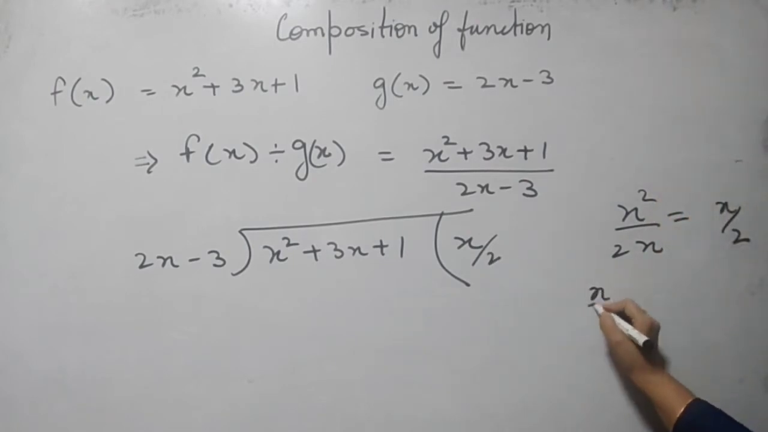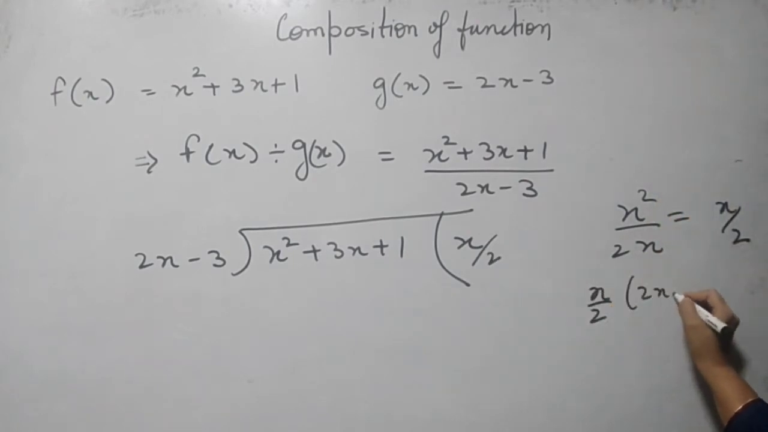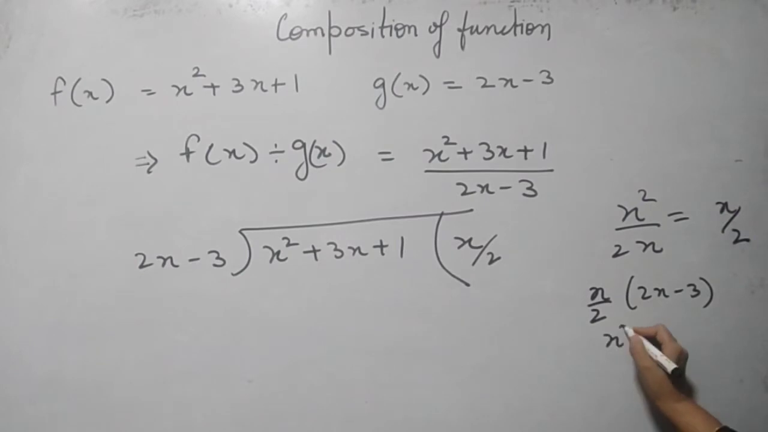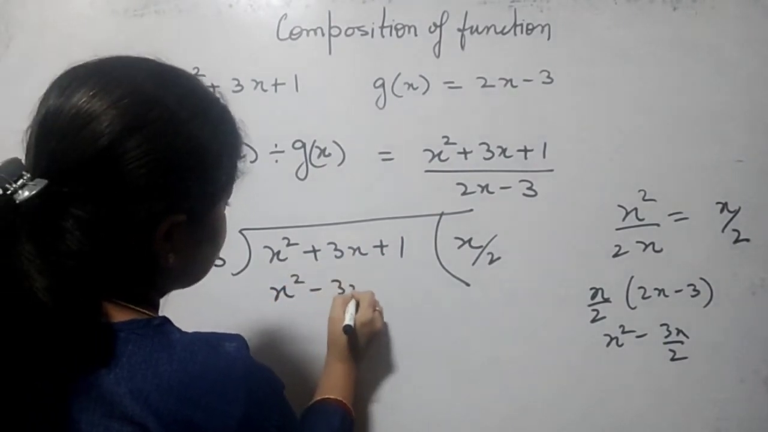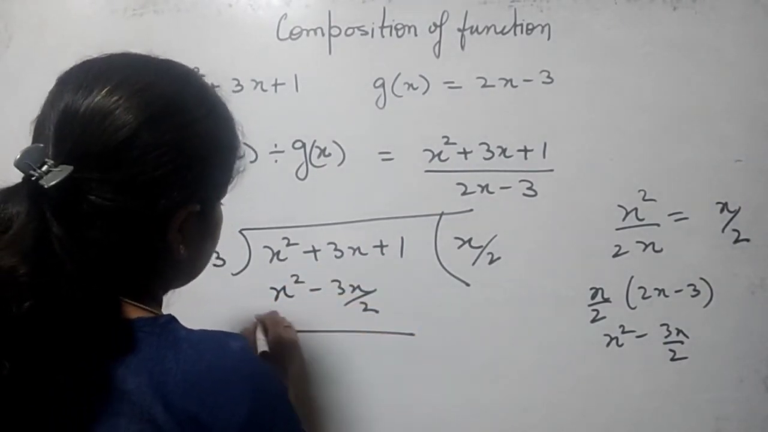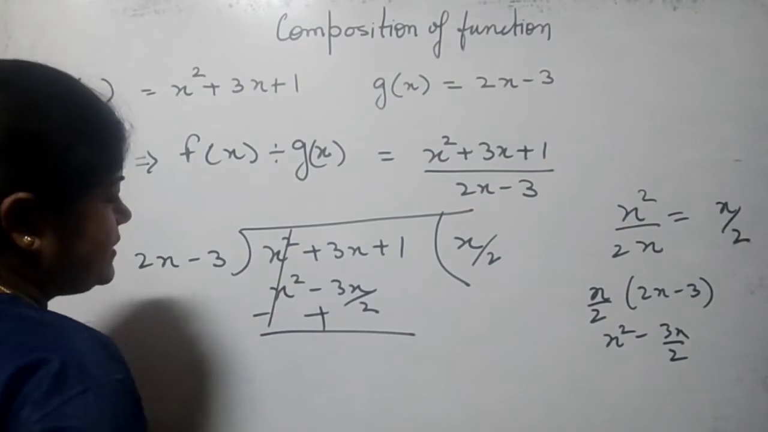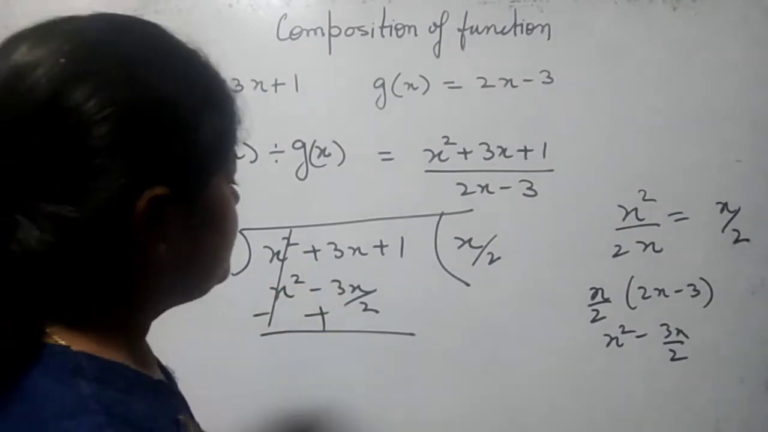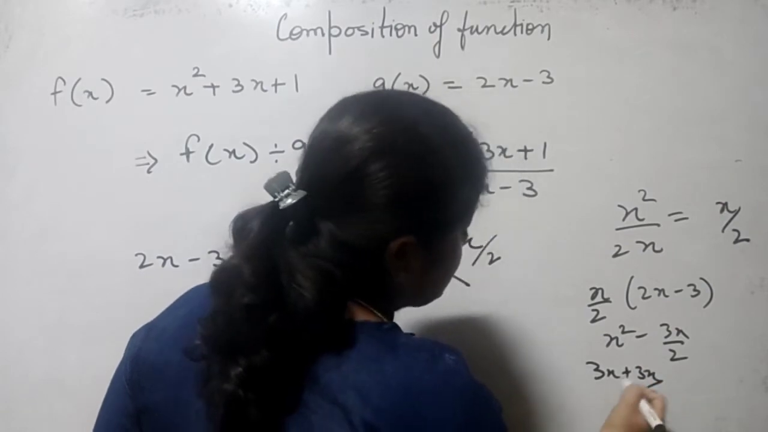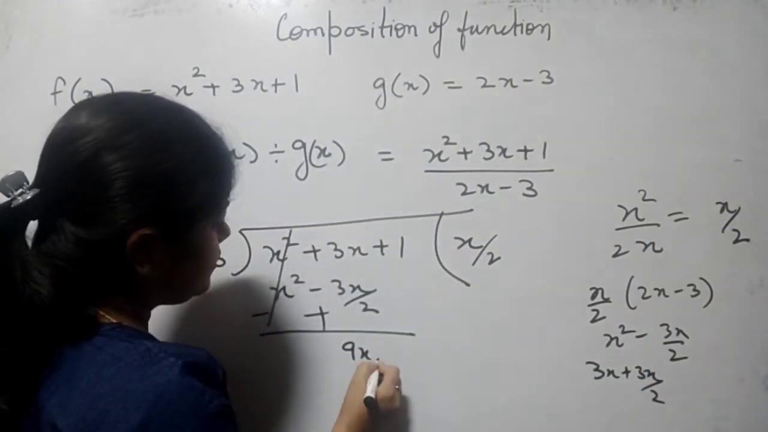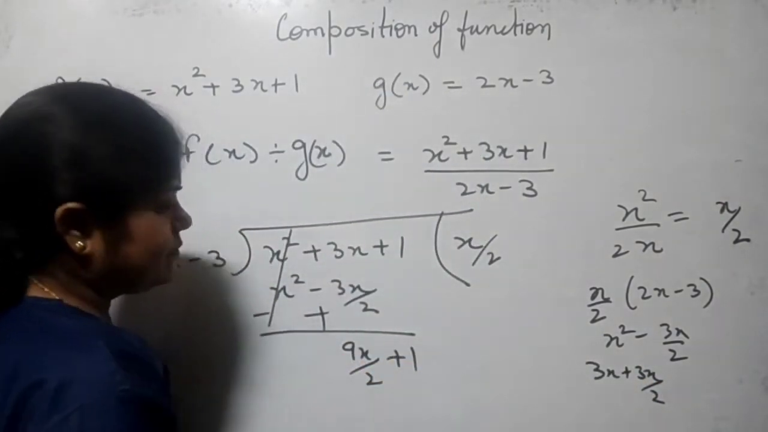So x by 2, multiply it with 2x minus 3. We get x square minus 3x by 2. That means x square minus 3x by 2. So this is minus, this is plus, it gets cancelled. Now here what we do, 3x plus 3x by 2. 3 twos are 6, that is 9x by 2 plus 1.